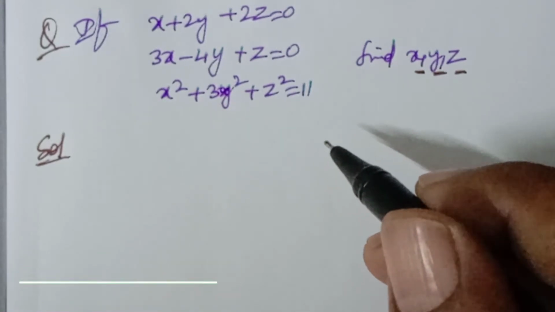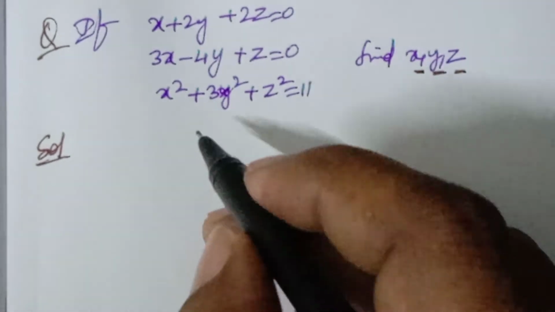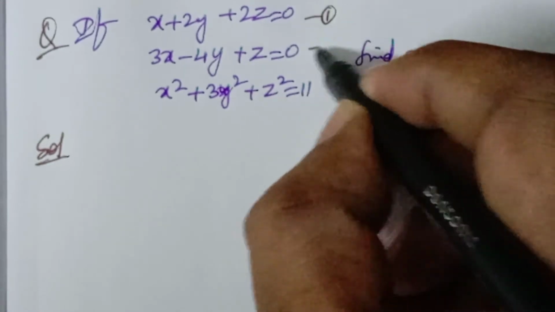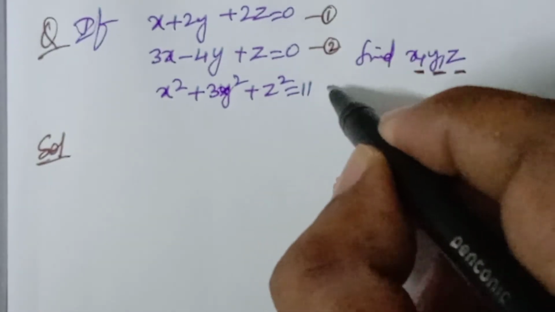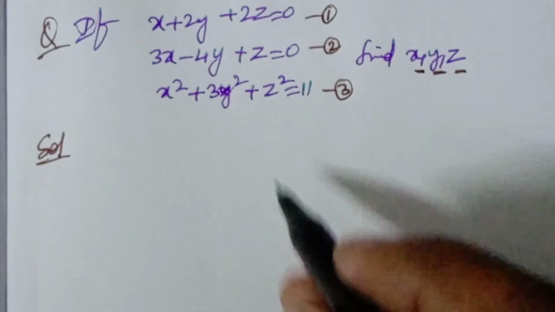This is a new concept, new basic. So listen to this. Let the equations be 1, 2 and 3. Here we are solving 1 and 2 by the crisscross method.